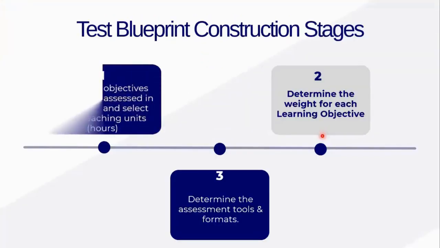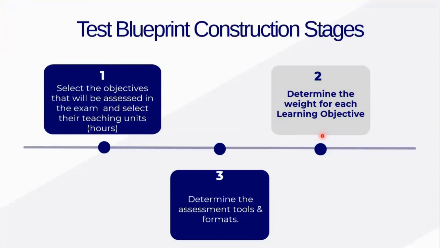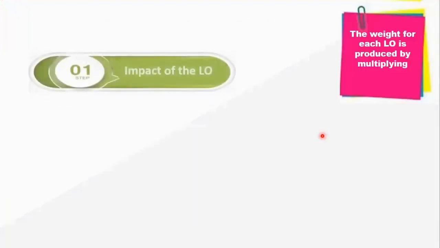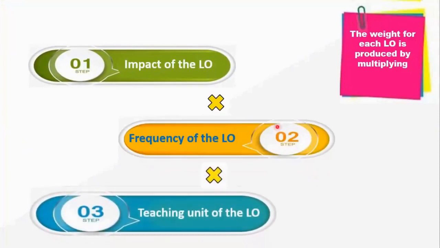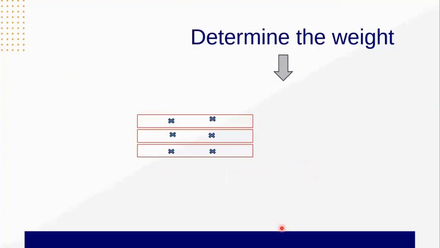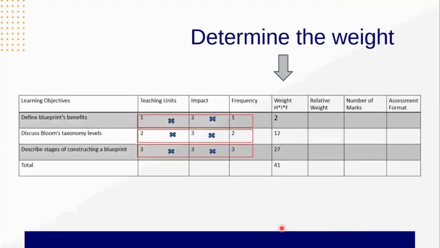And here we need to determine the weight of each learning objective. To determine the weight of each learning objective, we need to take the impact of the learning objective multiplied by the frequency of the learning objective multiplied by the teaching units of the learning objective. Here in our example, as you can see, for the first objective we will multiply 1, the teaching units, times 2, the impact, times 1, the frequency, which equals 2. This is the weight of this learning objective.